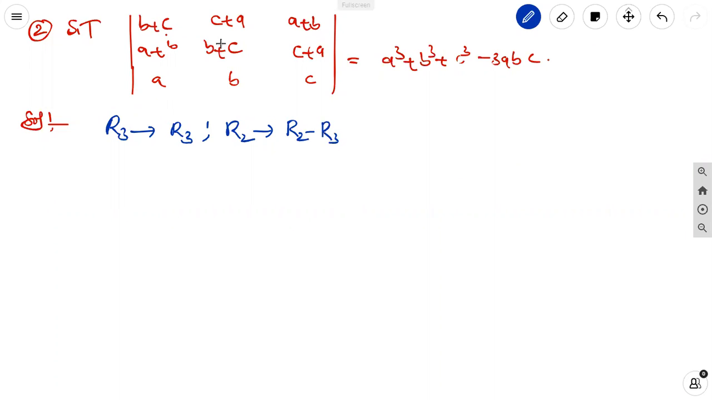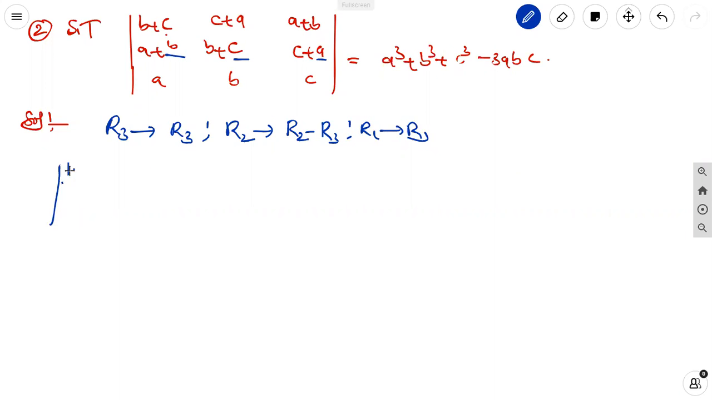Then A minus A cancels, B minus B cancels, C minus C cancels. Again, we are getting B, C, A here. After that operation, again here B is there, B is there, C is there, C is there, A is there, A is there. Again, we can take R1 is R1 minus R2. So each and every row gets single terms only. From that, it is easy to find the determinant. So that is the idea. First, R3 is R3, write same as usual.